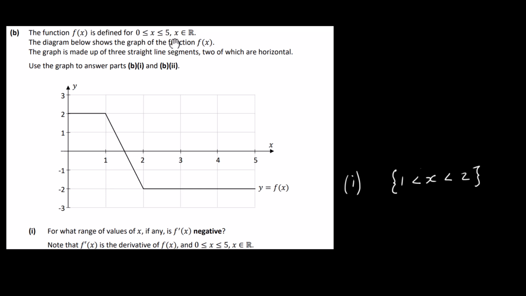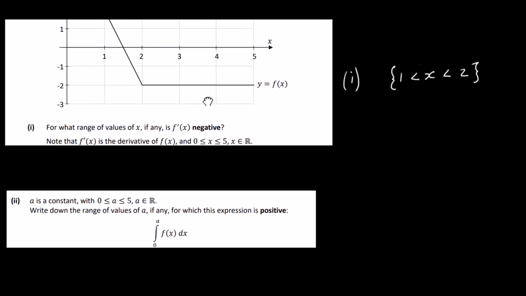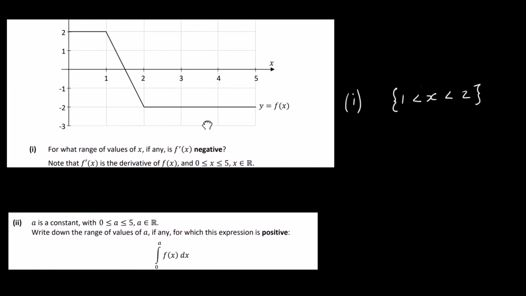Let's have a look at part 2 then. Part 2 says that a is a constant with a between 0 and 5. Write down the range of values of a, if any, for which this expression is positive. So we have the integral from 0 to some value out along the x-axis of our function f of x.